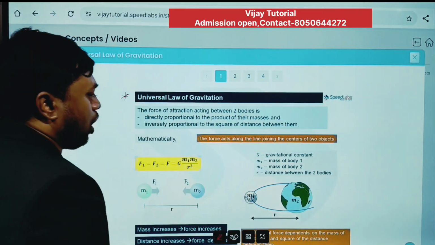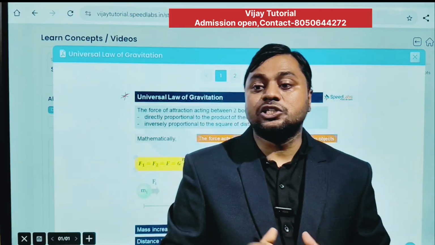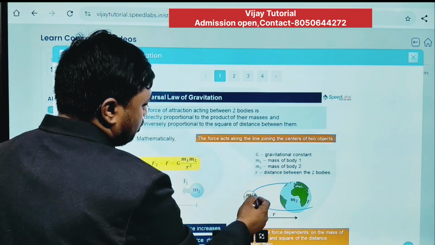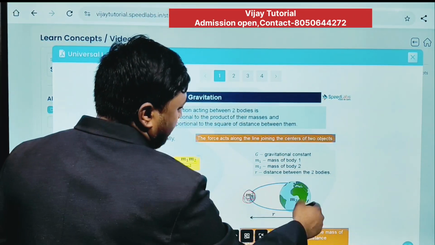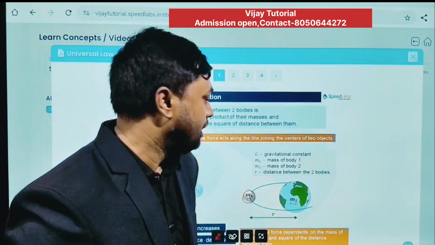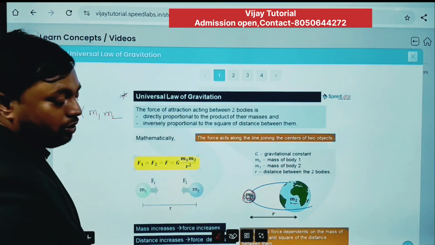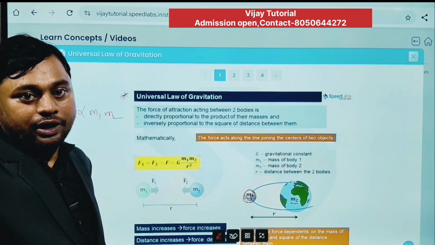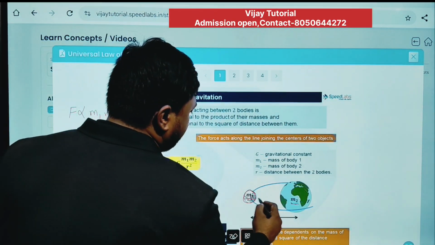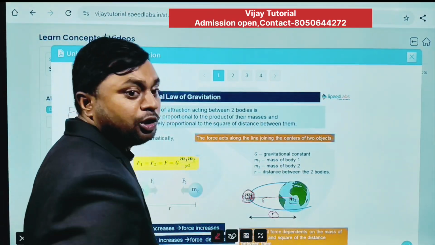When we talk about the universal law of gravitation, it was given by Newton. Who gave this law? Newton. So this is also called Newton's law of gravitation. What Newton told is, whenever there are two bodies, let's take two bodies, mass m1 and another body mass m2, there exists a force of attraction between the two bodies in the universe. That force is directly proportional to the product of their masses. So m1 and m2 are the masses of the two bodies, yes or no? And it is inversely proportional to the square of the distance between them. Let's take the distance between them as R. R is the distance between the centers of the two bodies.